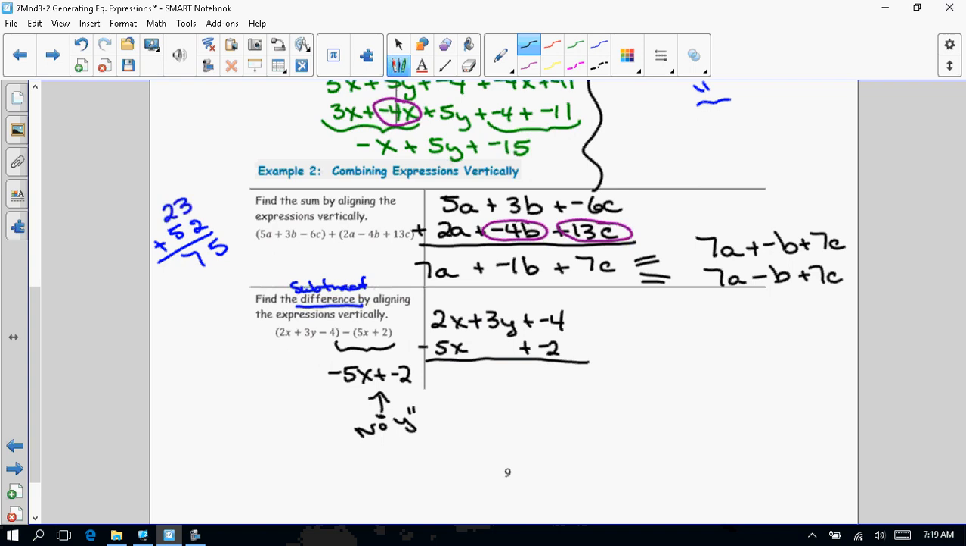They have no variables. Okay, it's all right. If you want to put a 0 underneath the 3y, you can. If that helps you and makes it make more sense to you, then go ahead and do that. I'm going to leave it blank, but go ahead and feel free to do that.